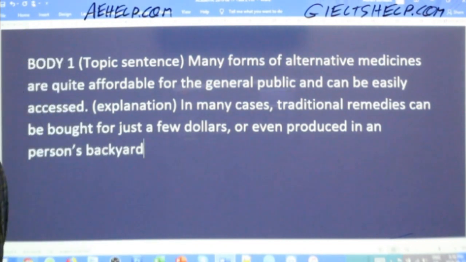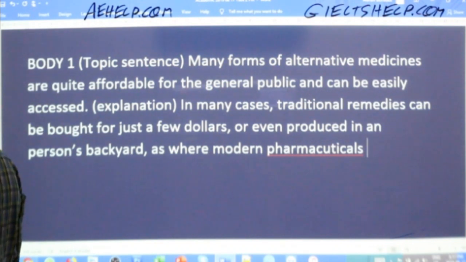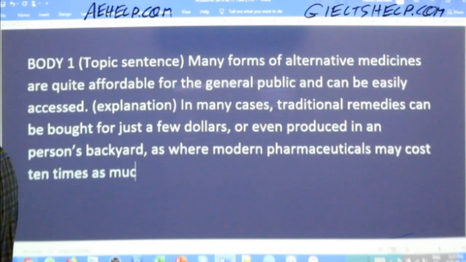And then I can compare it to modern medicine if I really want to. It's not completely necessary, but I can say as where modern pharmaceuticals may cost 10 times as much for the same intervention.